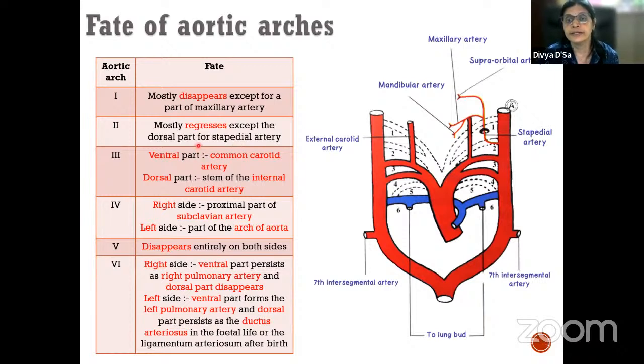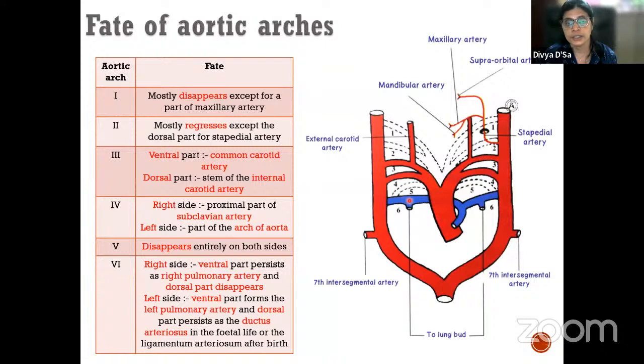And second, it forms the maxillary. And third, the ventral part will form the common carotid. Dorsal part will form the stem of the internal carotid. And that bud will form the external carotid. Fourth arch, right side, it forms the subclavian, proximal part of subclavian artery. Left side, it will form part of the arch of aorta. Arch of aorta is formed from this one, the left horn of the aortic sac also. Fifth arch disappears on both sides.